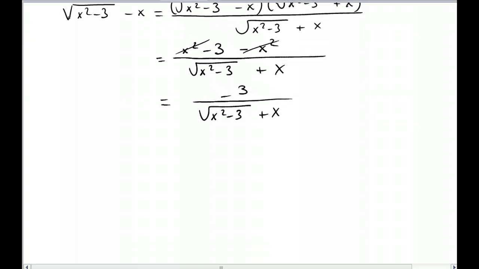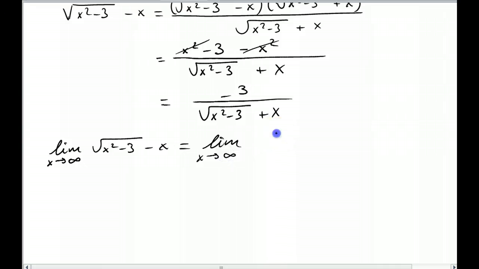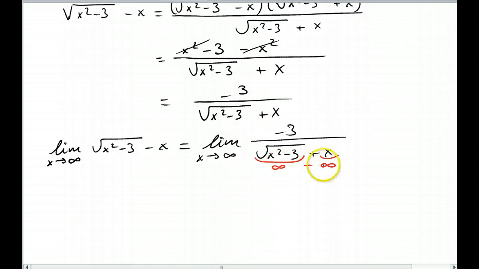Let's go back to the limit then. So what do we have? The limit as x approaches infinity of square root of x squared minus 3 minus x is going to be the same thing as the limit as x approaches infinity of negative 3 over square root of x squared minus 3 plus x. Let's see here if there's any change in what we had. This piece right here approaches infinity, plus this piece right here approaches infinity. What happens when you add two infinities together? Well, you're going to get infinity.